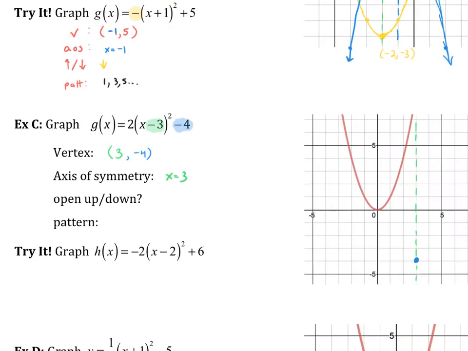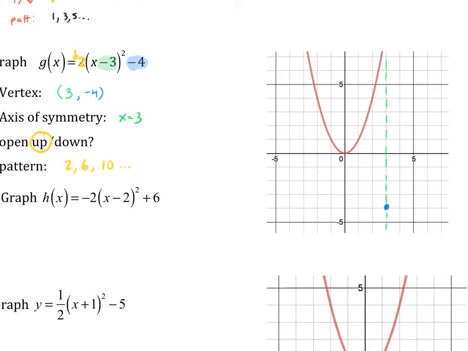Next, up or down? Well, again, because a is positive there, this one opens up. And my pattern is going to be double the pattern. Because of this 2, we're going to double the pattern. So it's 2, 6, 10, etc. Now the 10 probably is going to take me off grid, so my guess is we won't even get that far. We'll just get the 2 points beyond.